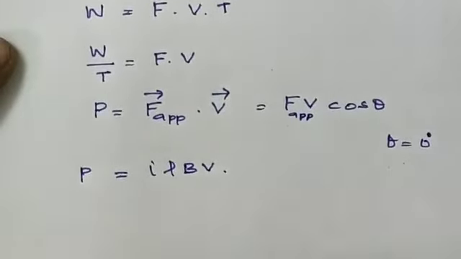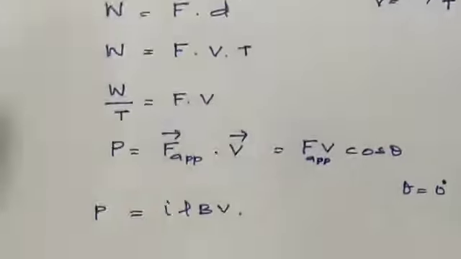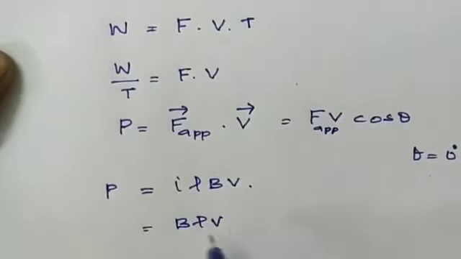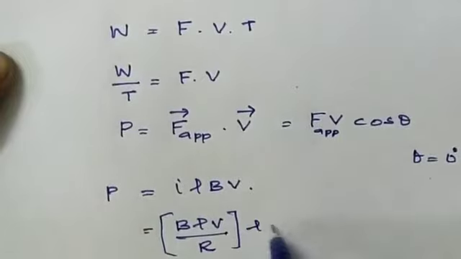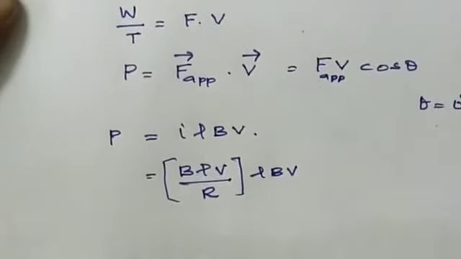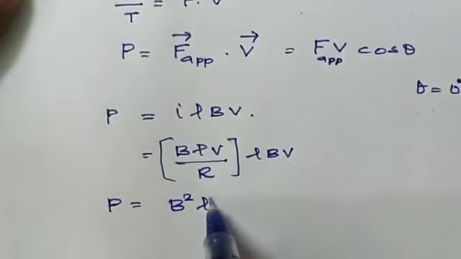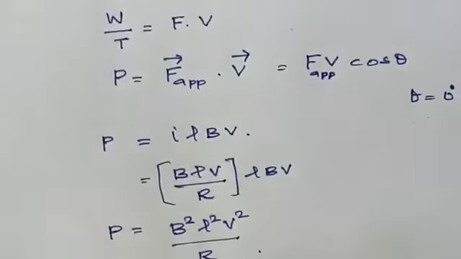Already we know the I value, the current induced in the coil due to the change in area, is B L V divided by R. Now substitute that value: B L V divided by R, that is L B V. So finally we get the power in that metallic frame as B squared L squared V squared by R.